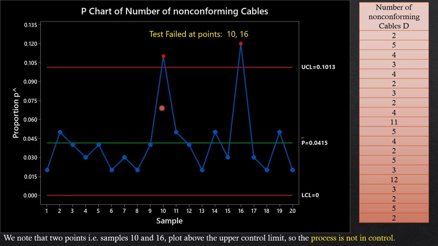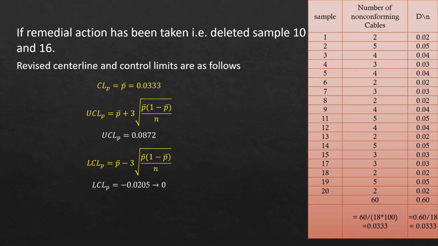So from this graph, or from this P chart, we can easily observe that point number 10 and point number 16, that is sample 10 and sample 16, are above the upper control limit. So we can say that the process is not in control. Now, as a remedial action, we simply delete the points that are above the upper control limit. So we deleted sample number 10 and sample number 16. Here I deleted sample number 10 and sample number 16.